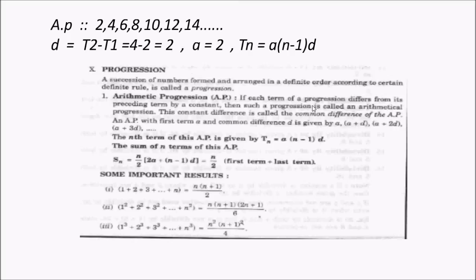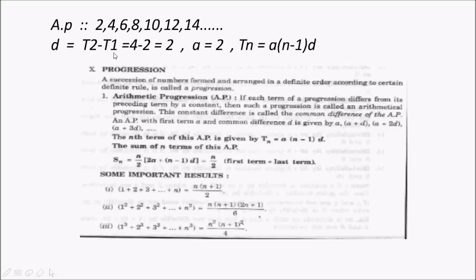Next comes arithmetic progressions. In progressions, you have a continuous series of numbers and you need to find the 10th term or the sum of the numbers. Arithmetic progression is nothing but a series with a specific common difference. Like 2, 4, 6, 8. The difference between every number is 2. 2 plus 2 is 4, 4 plus 2 is 6, 6 plus 2 is 8, 8 plus 2 is 10.